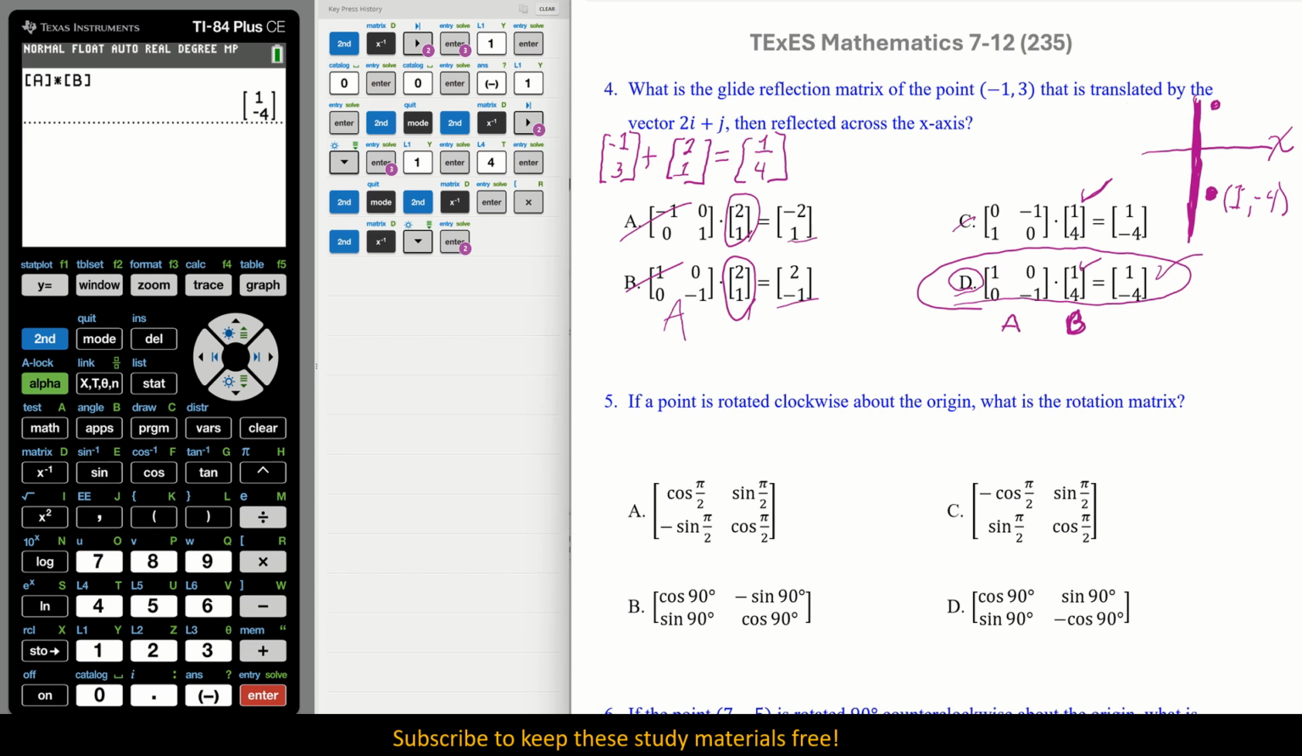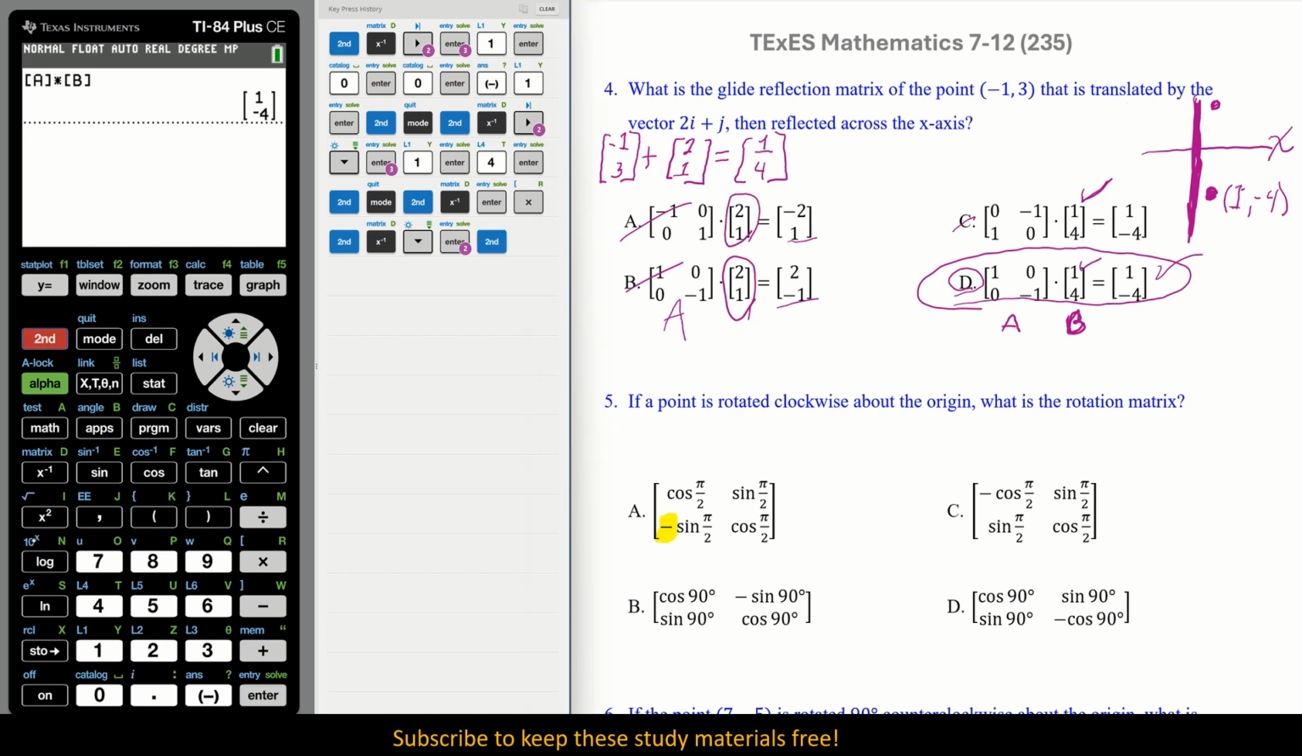That means that we need a negative here. Okay, and A is the only item that has a negative. So let's just check that. Let's check it in our calculator.